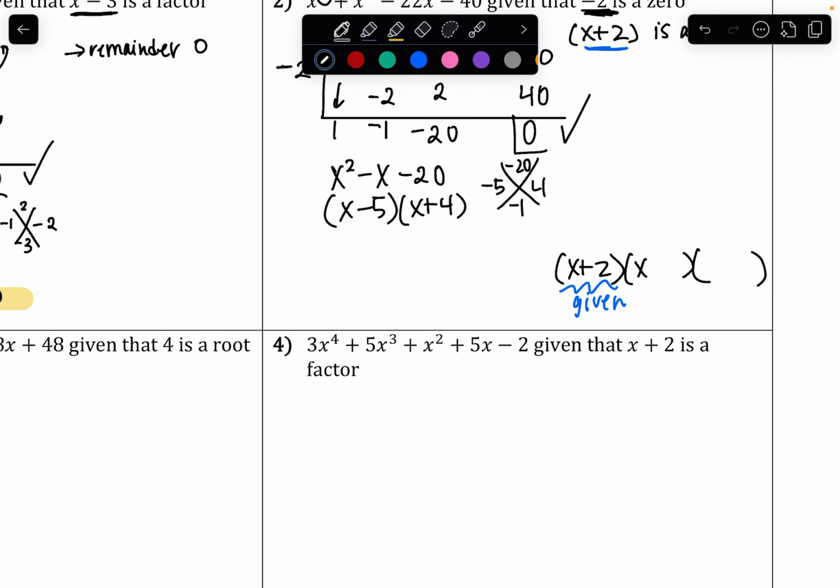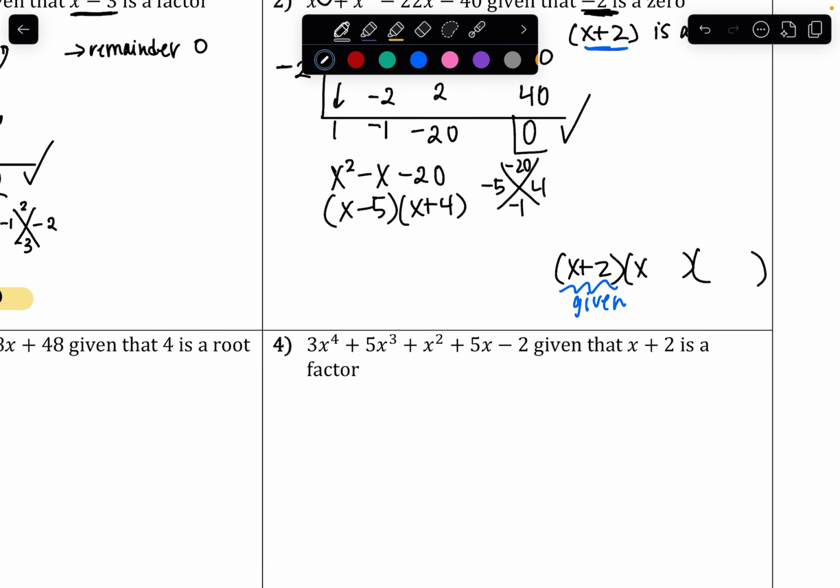So bring down the 2. 2 times 4 is 8. Negative 1. Negative 1 times 4 is negative 4. Add, we get negative 25. Negative 25 times 4 is negative 100. Add, negative 12. Negative 12 times 4 is negative 48. Okay, so we get a remainder of 0, but remember, this is a repeated root.